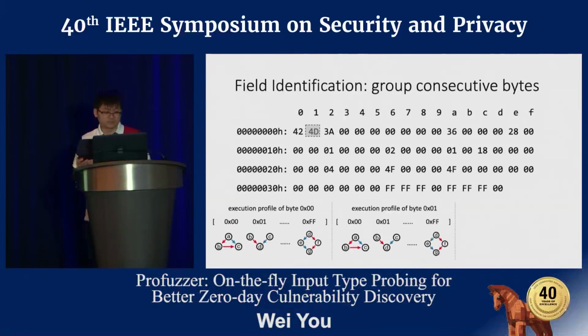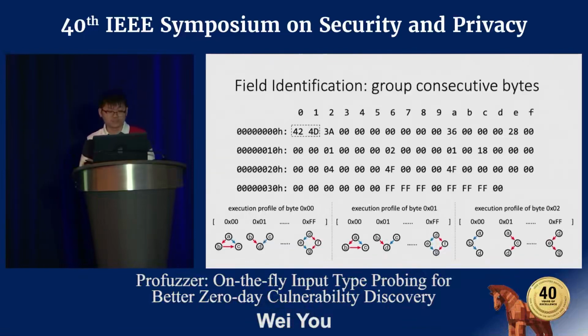For example, the zeroth and first bytes compose a group since they share similar execution profiles, while the second byte starts another group since its execution profile is totally different from the previous bytes.